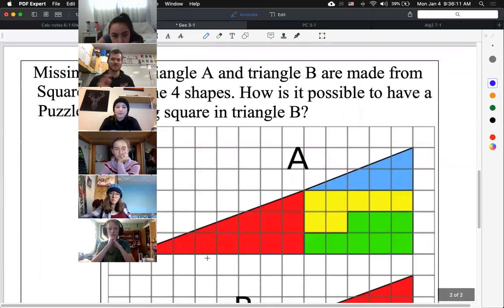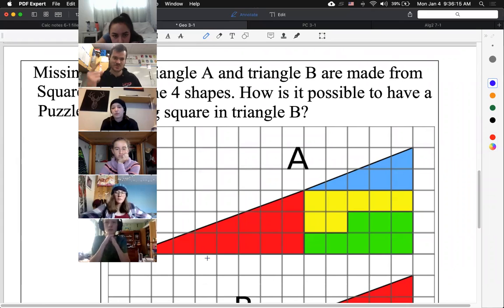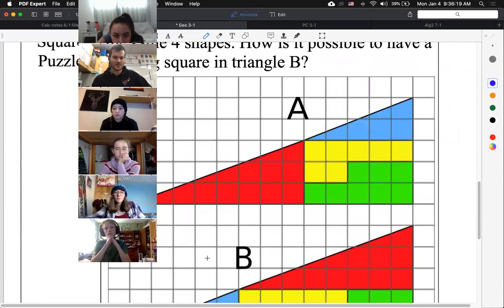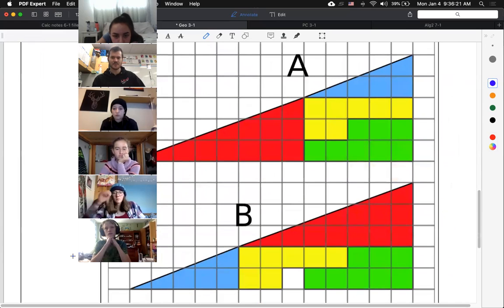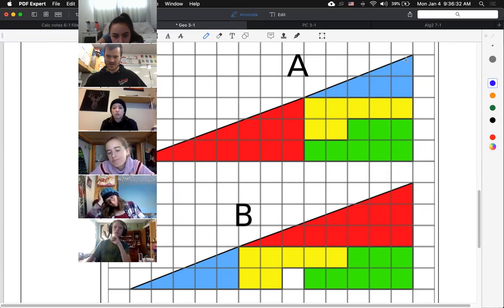All right, this is a puzzle that is like super famous. If you guys have seen it, don't spoil it for the rest of us. All right, so I'm giving you 2 triangles. There they are, A and B. So notice that triangle A and triangle B have the same side length, the same hypotenuse, etc. So let's go ahead and count A. A has 1, 2, 3, 4, 5. B has 1, 2, 3, 4, 5.